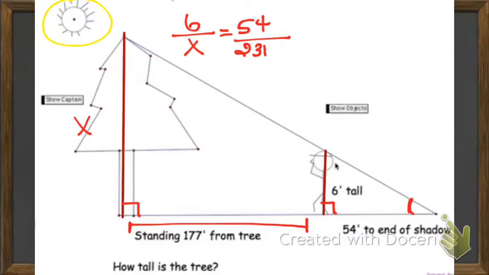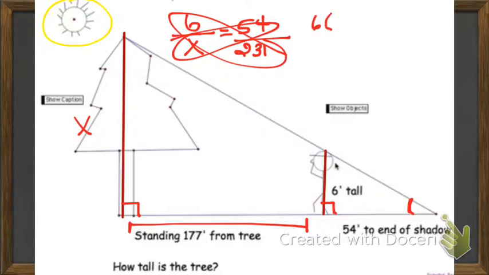Okay, and now you can set up your cross multiplication and division, or set up your algebra problem where you have 6 times 231 is equal to 54x. And you can work this problem out and get that x is equal to 25.7 feet. So the tree is 25.7 feet.